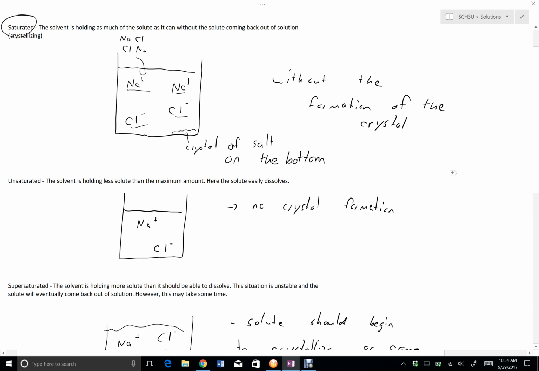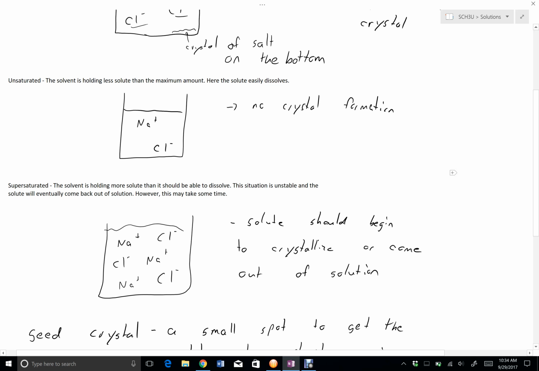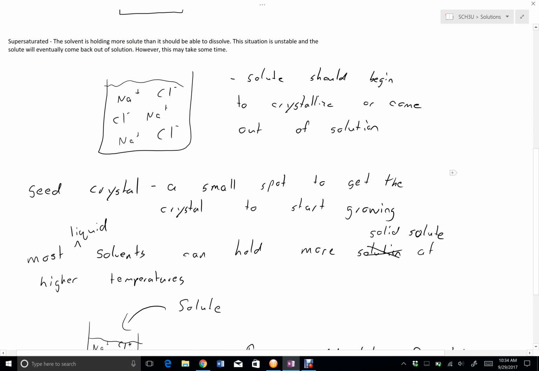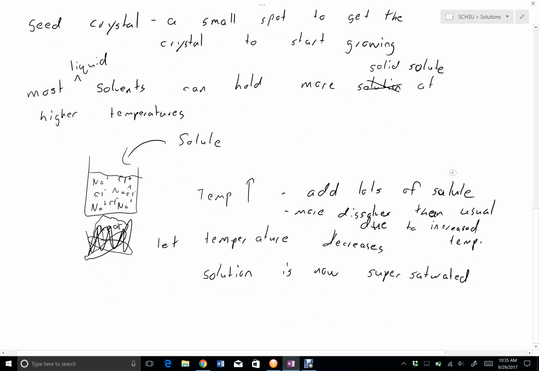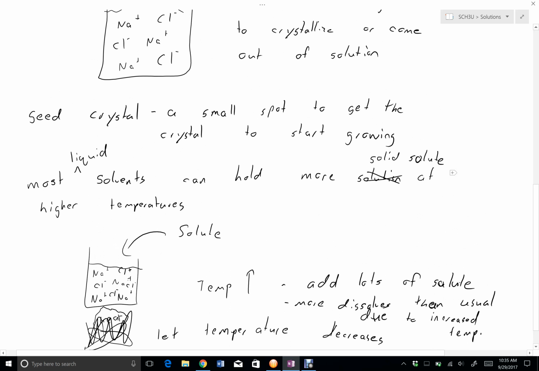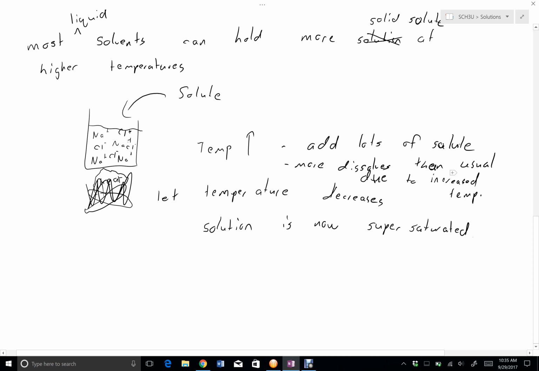So, saturated, the most solute you can put in. Unsaturated, less than the most solute that you can put in. Supersaturated, above the amount of solute that should be able to fit into the material. This can be done simply by raising the temperature, raising the amount that can go in, and then letting the temperature come back down, and then you're into that supersaturated state. So that's saturated, supersaturated, and unsaturated.